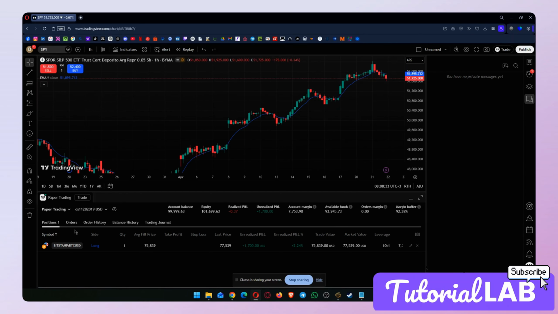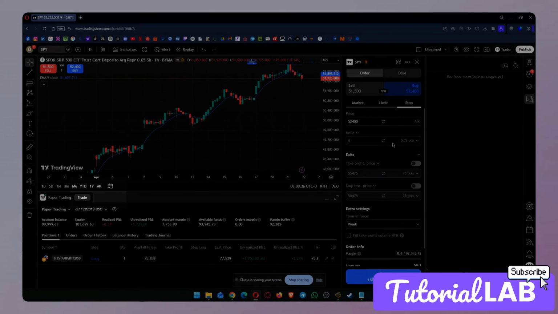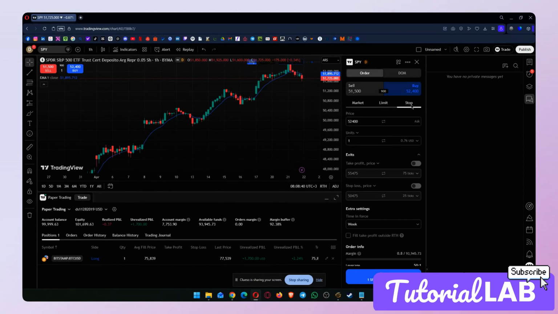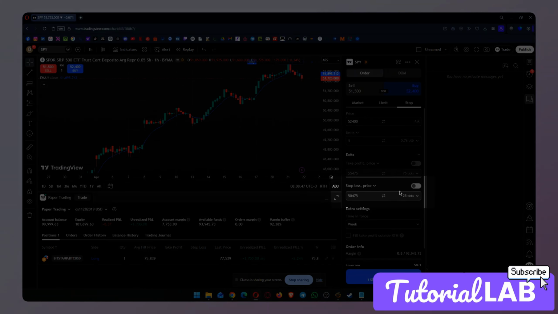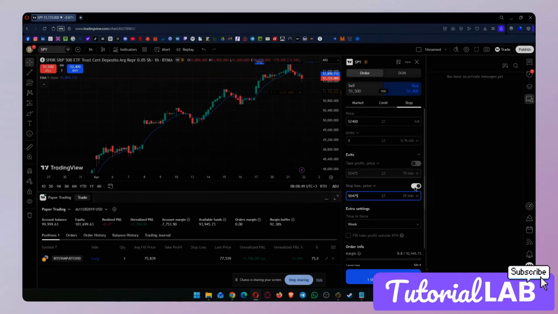Once you are ready to set up your stop loss, click on the trade. From there, select either stop or limit. Since we are setting a stop, go ahead and turn on the stop loss option. Make sure it is enabled.